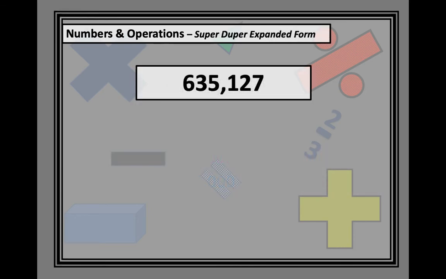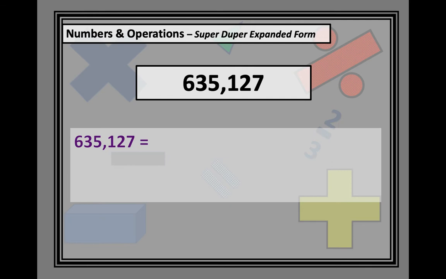We talked about another version of expanded form as well that we called super duper expanded form. And we said that super duper expanded form takes expanded form and kind of stretches that apart even further. It doesn't say just the value of each digit, it shows how you knew that value. So we know the value is determined by the place. So if I look at this number, 635,127, and I'm looking at that first digit, the 6, well, we know it has a value of 600,000 because it's a 6 in the hundred thousands place.